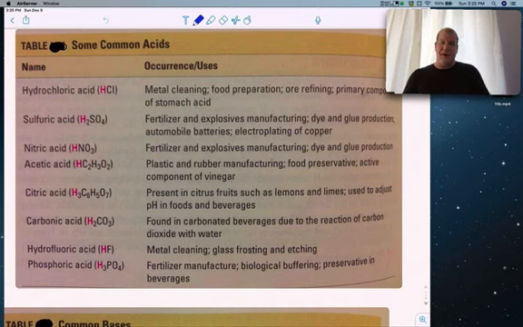Sulfuric acid is also known as battery acid. Car batteries are also known as lead acid batteries. The primary use for this is fertilizer, but you'll notice it's used for other things: explosives, batteries, electroplating. And then nitric acid: fertilizer, explosives. But about three-fourths of what acids and bases are used for is to make fertilizer.